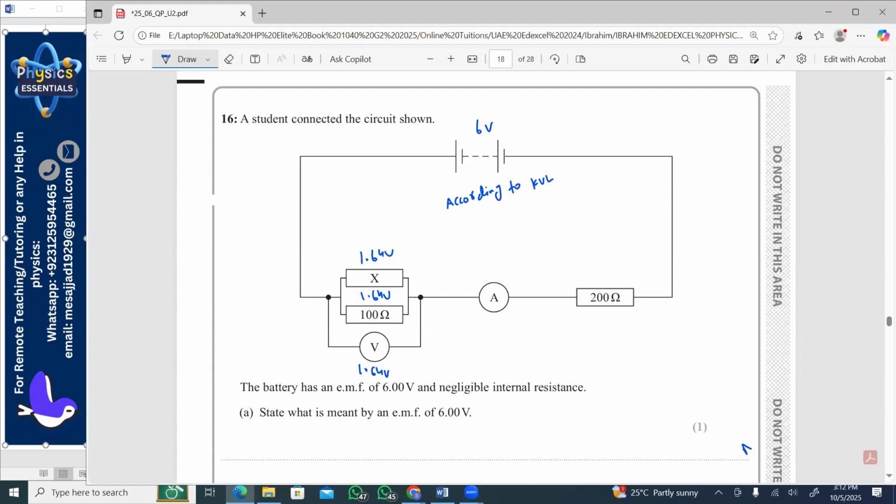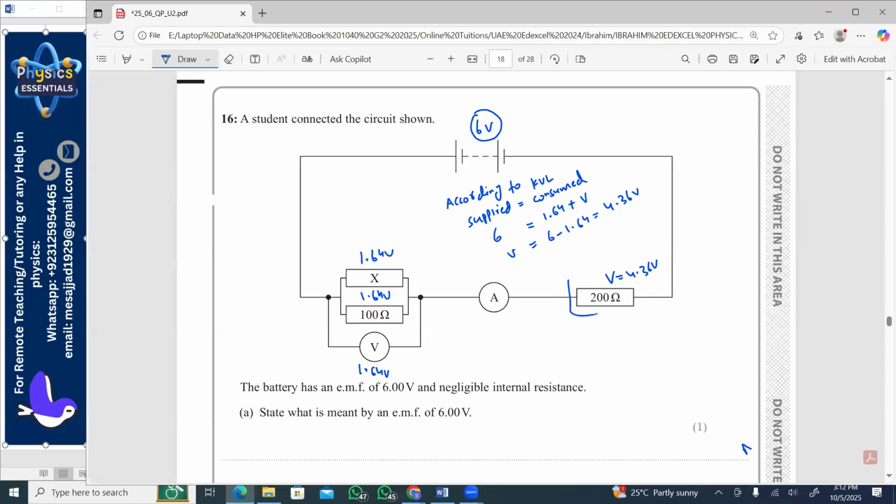we know that the amount that you are supplying, this is the supply, the supply voltage is equal to the consumed voltage. So the supplied one is 6, and the consumed voltage here is 1.64. And what about here? We just have V. So from here, I'm going to get 6 minus 1.64 equals 4.36 volts.